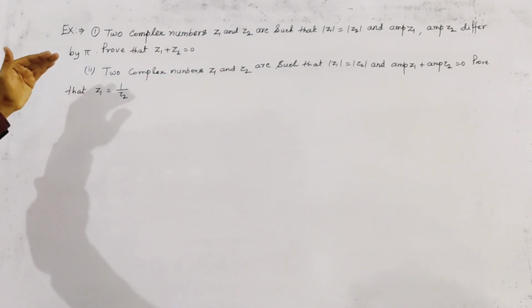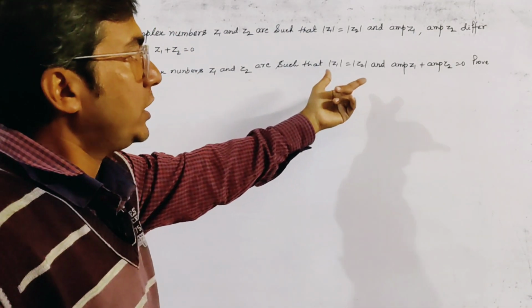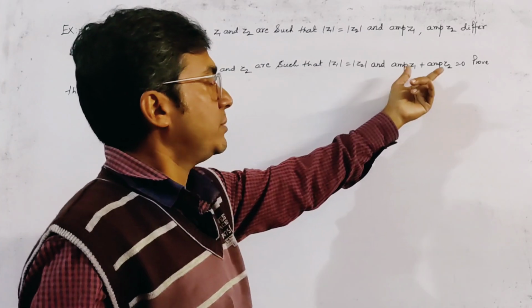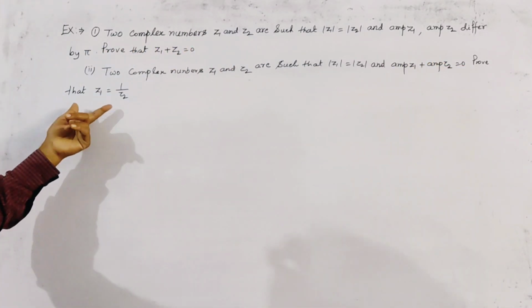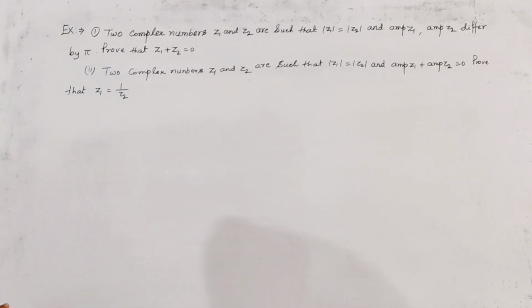Here also, for the second problem, the mods are equal, but the amplitude of Z1 plus the amplitude of Z2 is given by 0. We have to prove that Z1 is equal to 1 by Z2. These two are the problems.